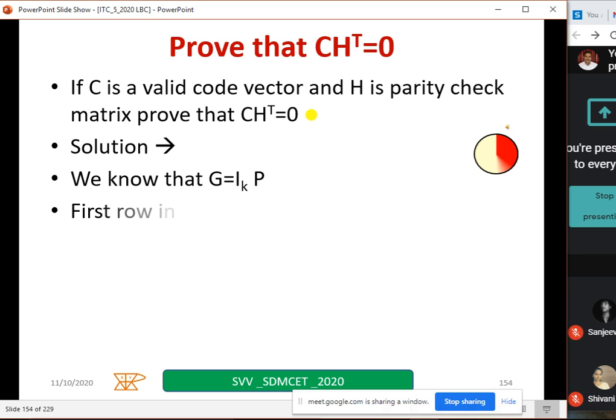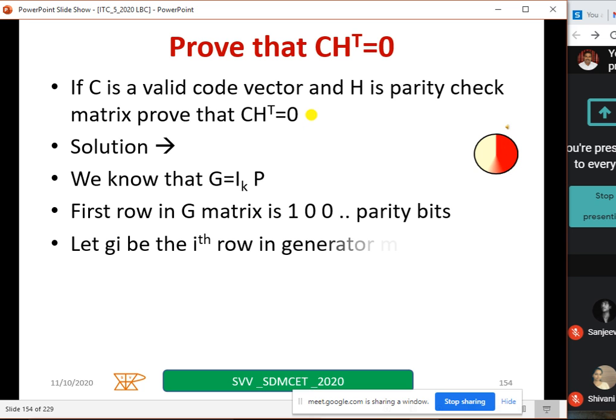Solution. We know that G equal to [I P]. First row in the G matrix will be 1 0 0 0 followed by parity bits. Let Gi be the ith row in the generator matrix. Can you type the beginning, say G1, G2 equal to the beginning few bits? Can you type in the chat box? G1 means first row in G, second row in G, beginning few bits. What will be there? Somebody can type G4, beginning 4 bits, beginning 5 bits. You can write.